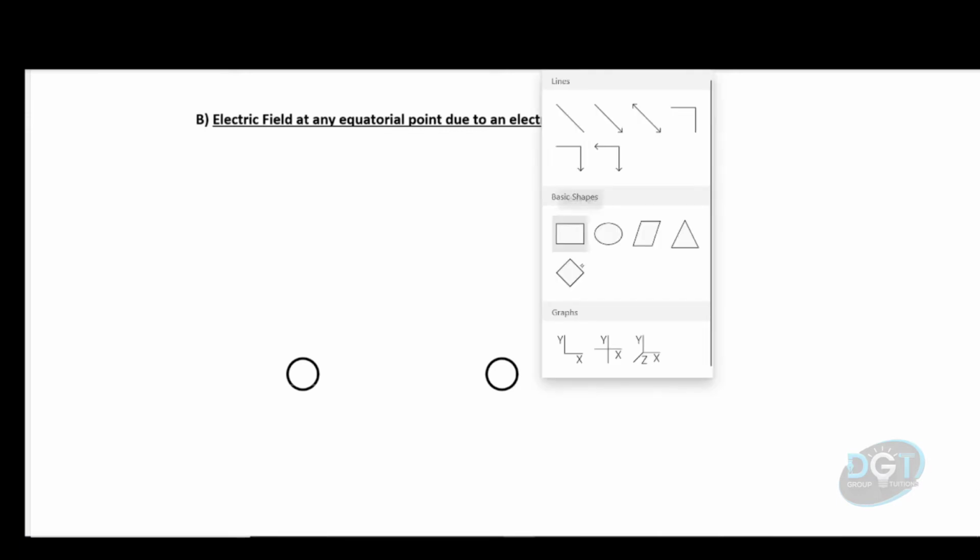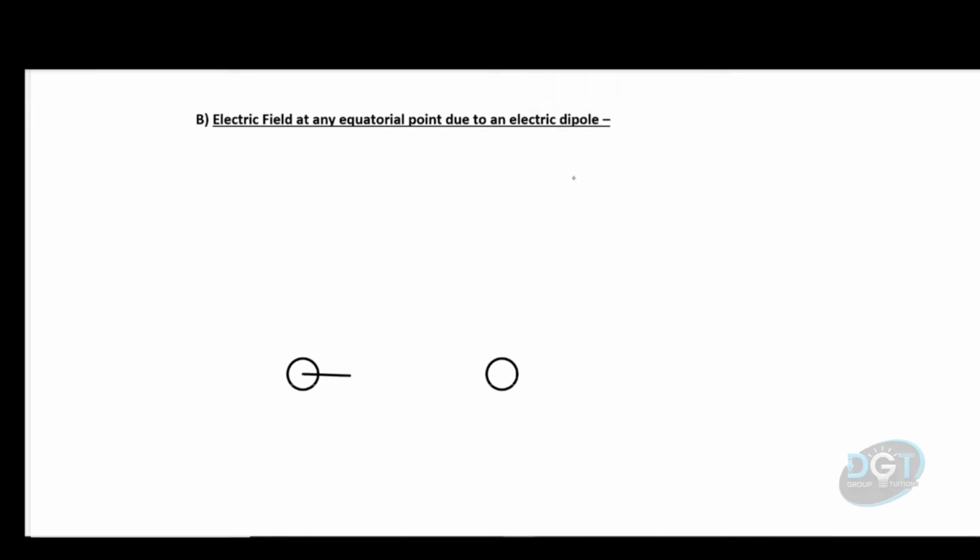So now let's derive an expression for electric field at any equatorial point due to an electric dipole. For that, let's make a diagram first. Suppose there are two charges such as these, and they are separated by a distance 2L, as we already know the distance between the two charges. So this is minus Q, this is plus Q, and let's name them as A and B, charge A and charge B.